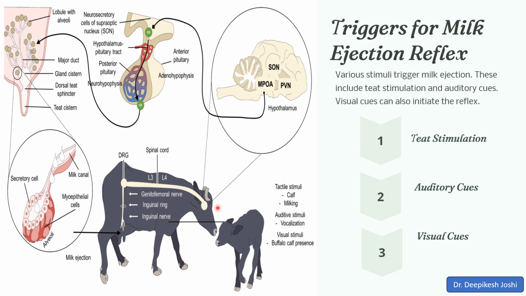Then the nerves transfer the signal to the brain, where the neurohypophysis releases oxytocin. It goes to the alveoli, and then milk is released from the alveoli. It comes to the gland cistern, then the teat cistern, and then it comes out.